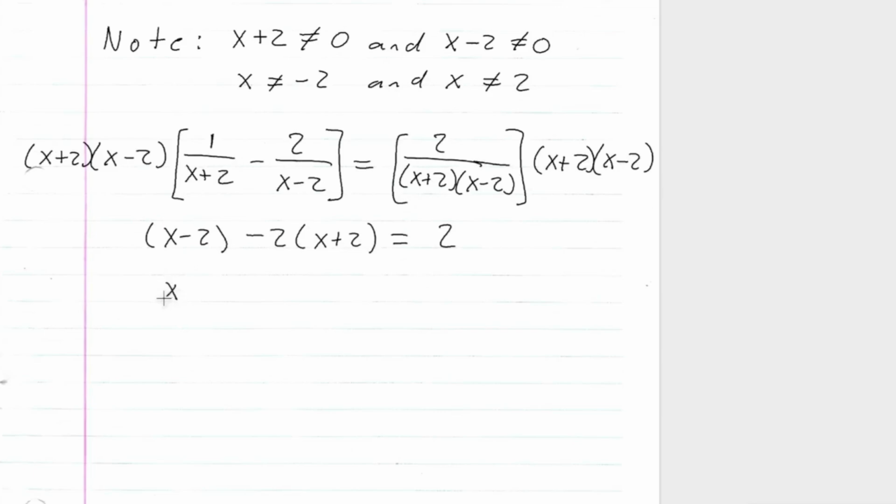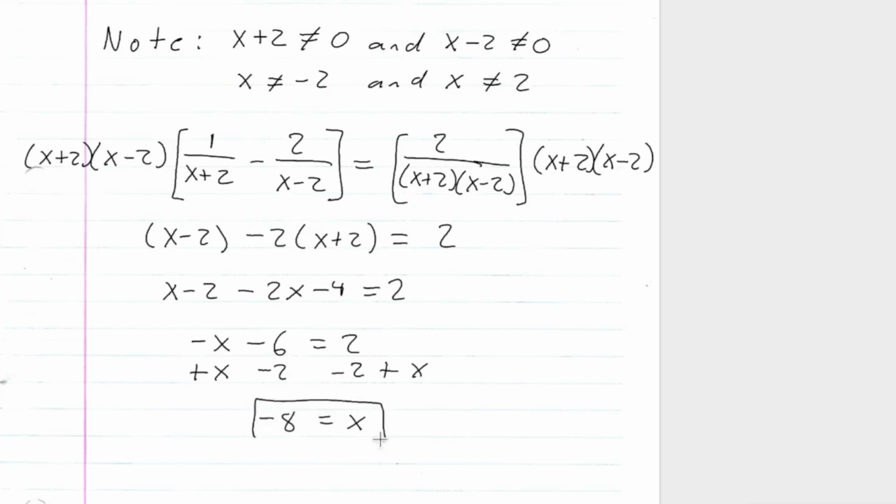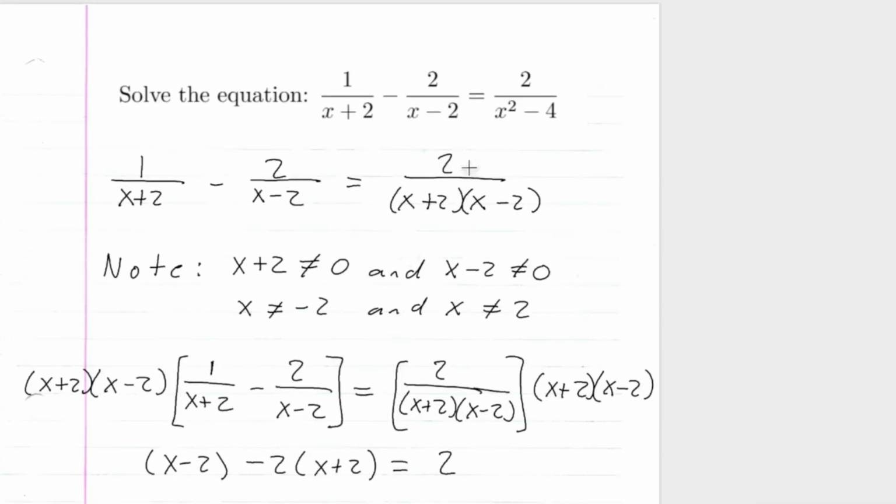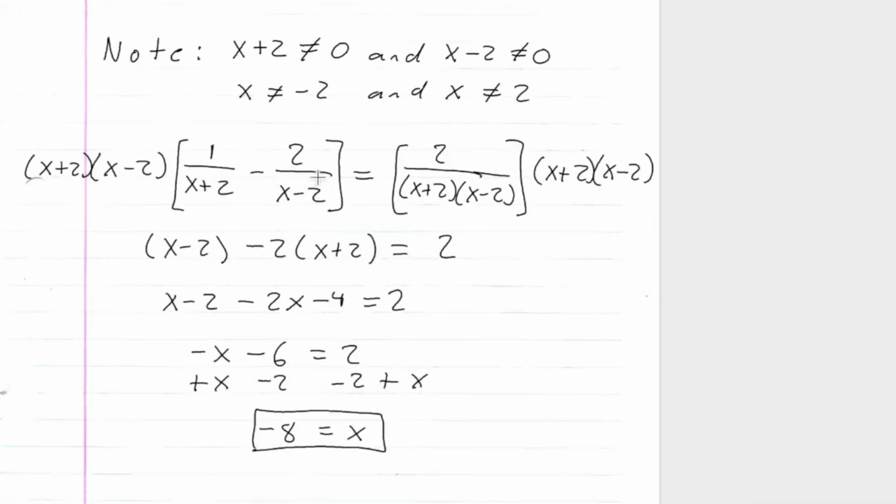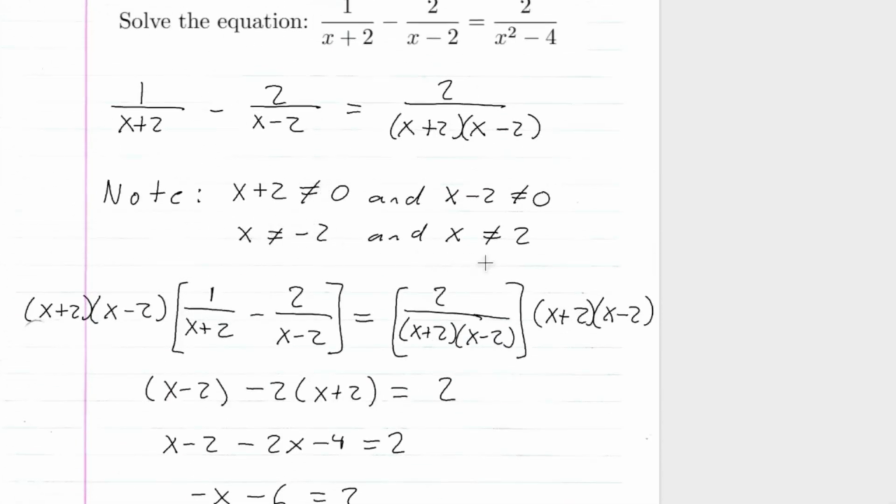Now this is going to be x minus 2 minus, so 2x minus 4 is equal to 2. So x minus 2x is negative x. Negative 2 minus 4 is negative 6 is equal to 2. I'm going to add x to both sides and subtract 2 on both sides. So I get negative 8 is equal to x. So I know in order to solve this equation, I need to have x be negative 8, right? Which is valid. We just couldn't have x be negative 2 and x be 2.